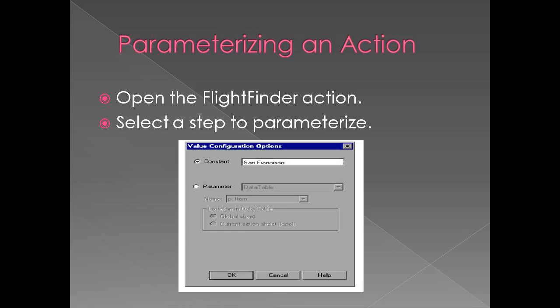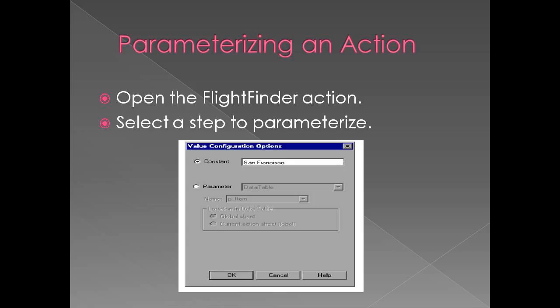2. Select a step to parameterize. In the Depart row in the keyword view, click the value cell and then click the parameterization icon. The Value Configuration Options dialog box opens. 3. Enter the parameter information. A. Select Parameter and confirm that the Data Table option is selected. B. In the Name box, type Arrival. C. Select Global Sheet because you want the iteration to run on the test and not on the action. D. Click OK to close the Value Configuration Options dialog box.